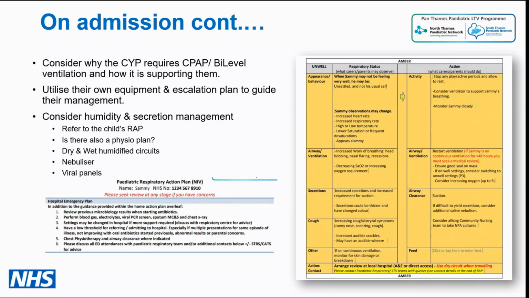It's really important to consider why our child is on their ventilator and how it is supporting them. If we could have as an example a child who has SMA presenting with bronchiolitis, they would not present as a typical bronchiolitic picture with increased work of breathing due to their disease process. So the respiratory action plan will be able to tell you how your child will present, what to look for, and any action that you could take. So it's really important to know why they're ventilated and how long they're ventilated for.